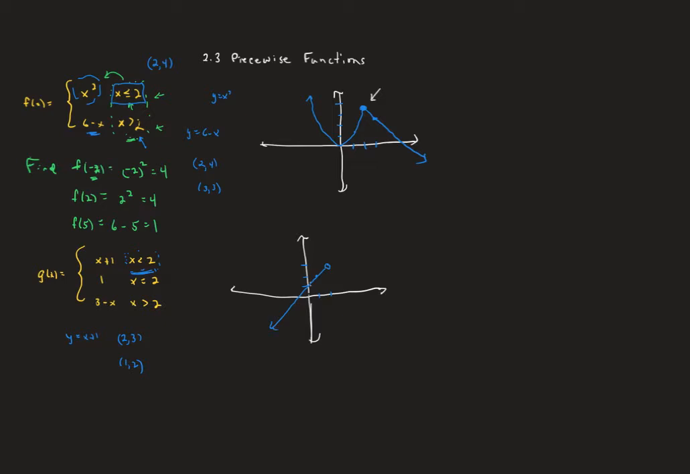Now I'm going to switch to the middle part, which says that when x is 2, y is 1. So that means we're going to get a solid dot right there at the point (2, 1). You're going to see that that dot misses that open circle, so there's going to be a break in the graph. Finally, I'm going to graph that third part, y equals 3 minus x.